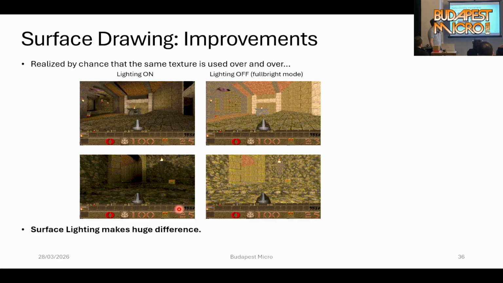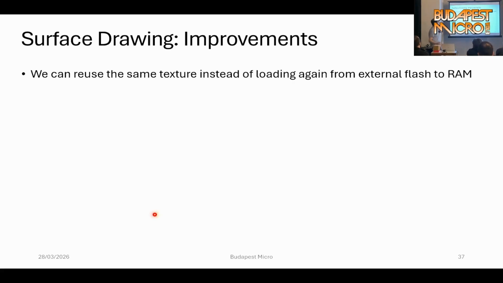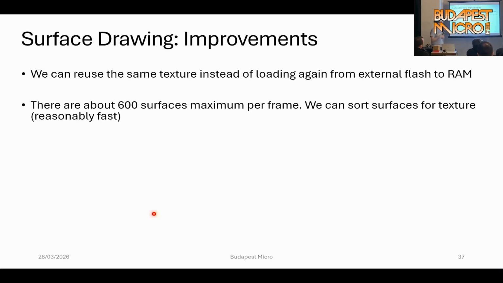So basically, it's the surface lighting which is making the difference. And we can reuse the same texture instead of loading the texture from flash to RAM again and again. And how to improve this? By sorting the surfaces by texture. And there are only about 600 surfaces per frame maximum, so sorting is reasonably fast.